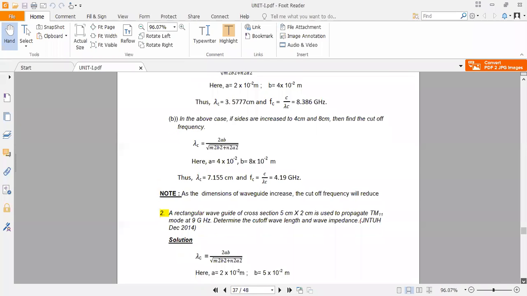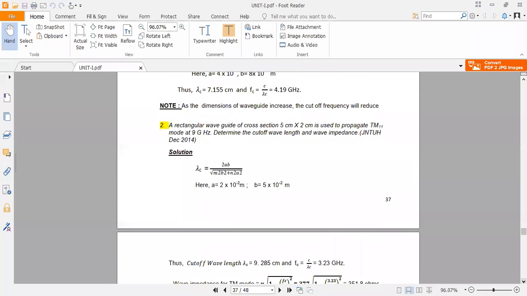We'll see the second problem. This was given in one of the JNTU question papers in 2014. A rectangular waveguide having a cross section 5 into 2. What is A? Tell me.